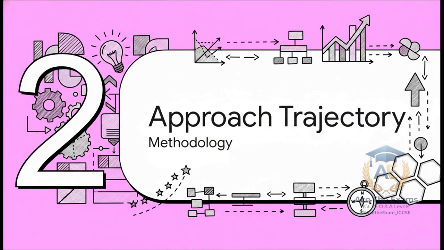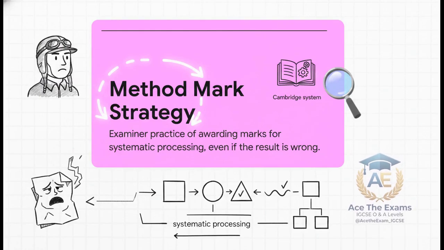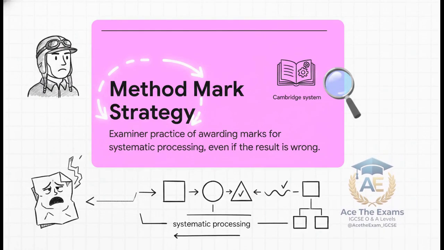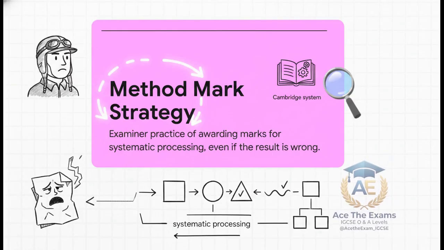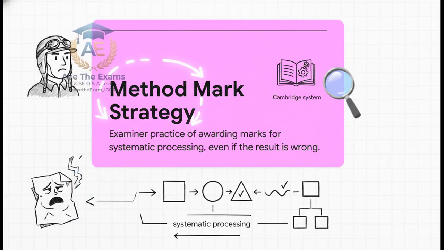Let's move into Section 2, the approach trajectory. This is exactly where our theoretical frameworks meet the actual runway. Pilot Alex, you need to pay very close attention to this next part, the method mark strategy. We've all been there, right? You encounter a ridiculously complex math problem on the paper. Panic sets in, and you burn all your exam time trying to force that final number to match up. But here is the secret. The Cambridge system actively rewards your processing.